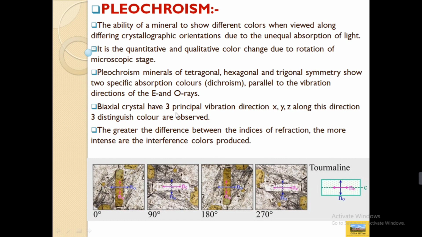Biaxial crystals have three principal vibration directions, that is X, Y and Z. Along these directions, three distinguished colors can be observed. The greater the difference between the indices of refraction, the more intense the color produced. In this case, tourmaline is a dichroic mineral. We can see that at 0 degree and 180 degree it shows the maximum color, and at 90 degree and 270 degree it shows the light color. This is the quantitative and qualitative color change by rotating the microscope stage.